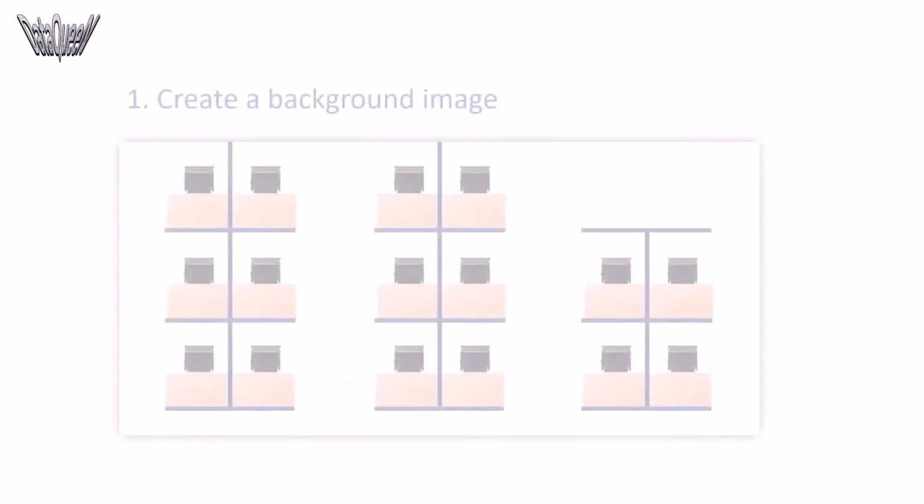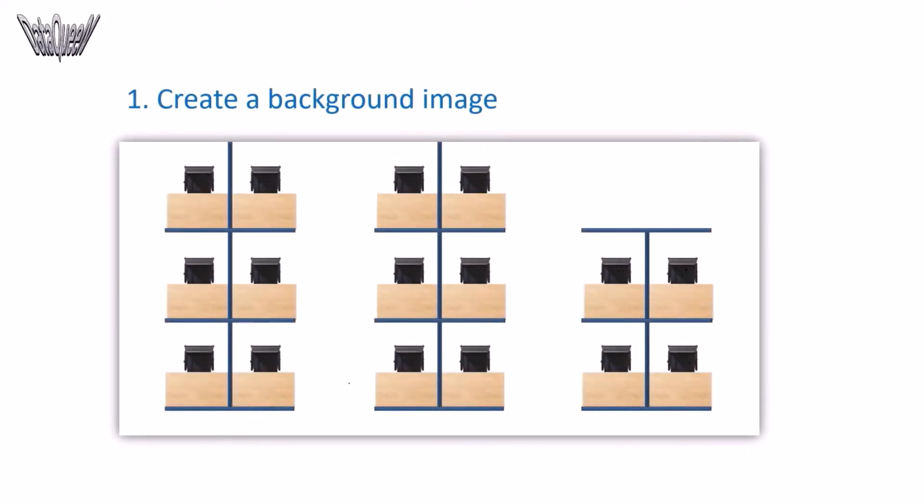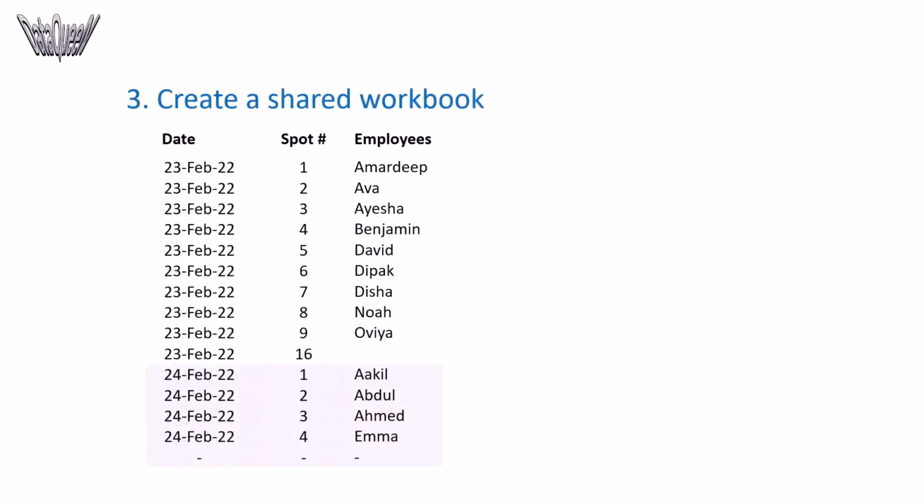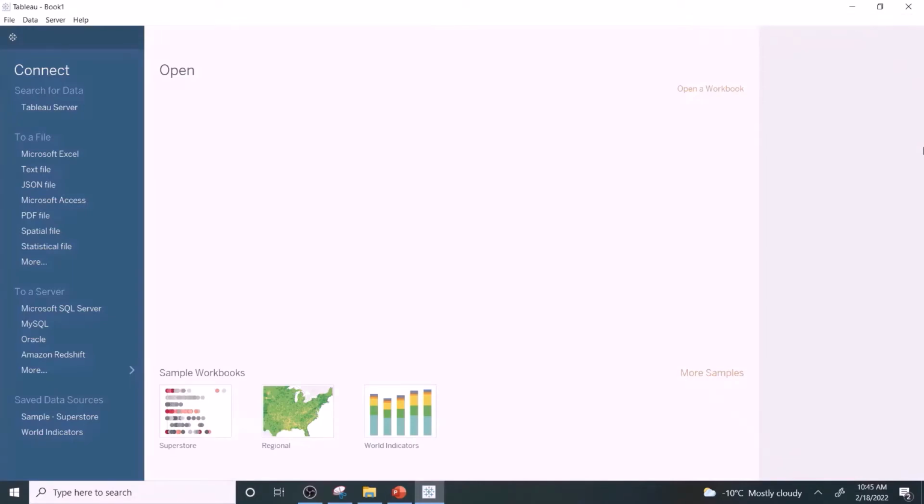Before we get into Tableau, there are 3 steps we need to prepare. Number 1, create a background image. Number 2, add point coordinates for the locations of interest. An Excel sheet is prepared that shows the location of desks. Then prepare a shared worksheet to allow employees to book the spot as per their convenience. Now we have completed all the 3 steps. Let's open Tableau.